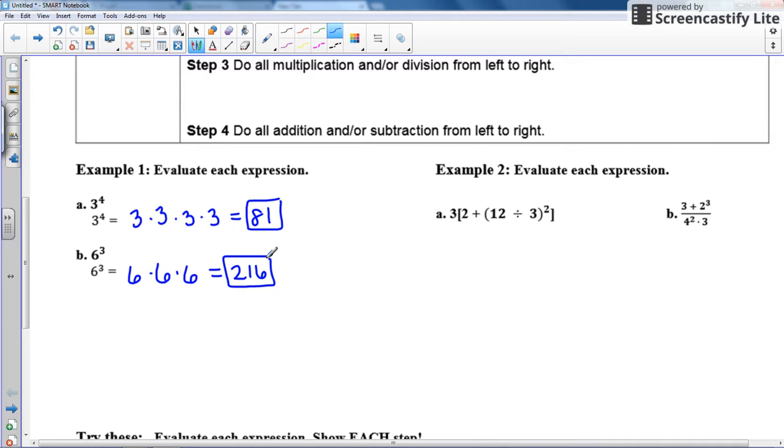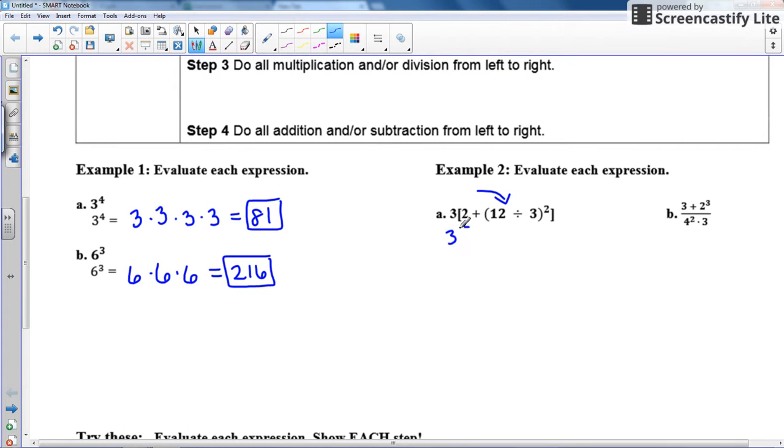Now over here is where it gets a little bit trickier. Notice that in this problem, we have two sets of grouping symbols. We have a parentheses and we have a bracket. When you have multiple sets of grouping symbols, you have to do the innermost grouping symbols first. So I am going to do this set first. And especially starting off, I want you to show each step only one step at a time.